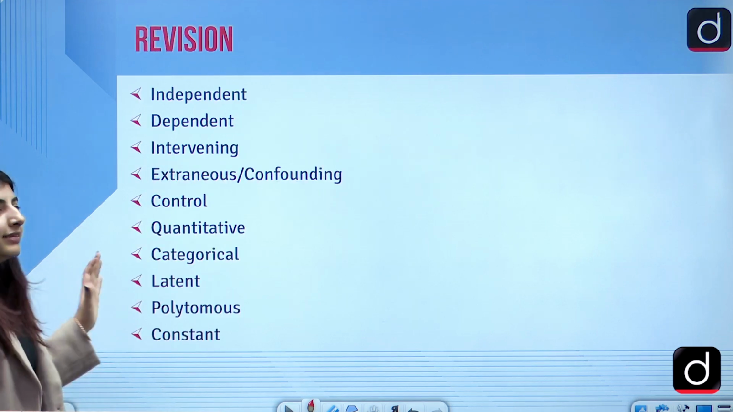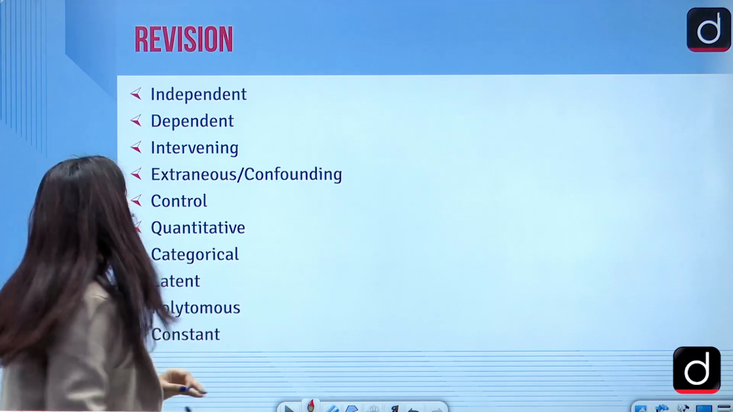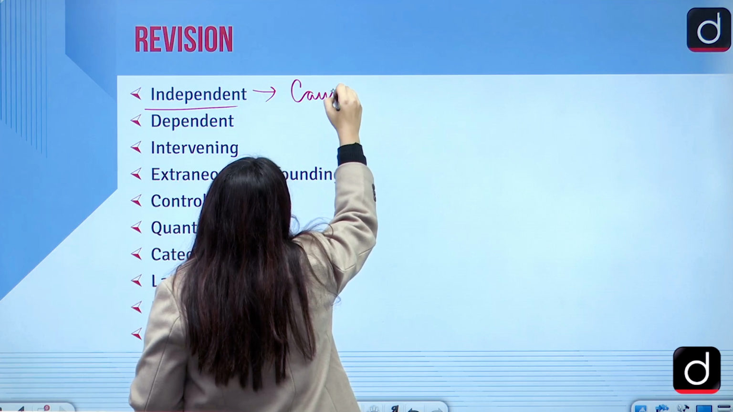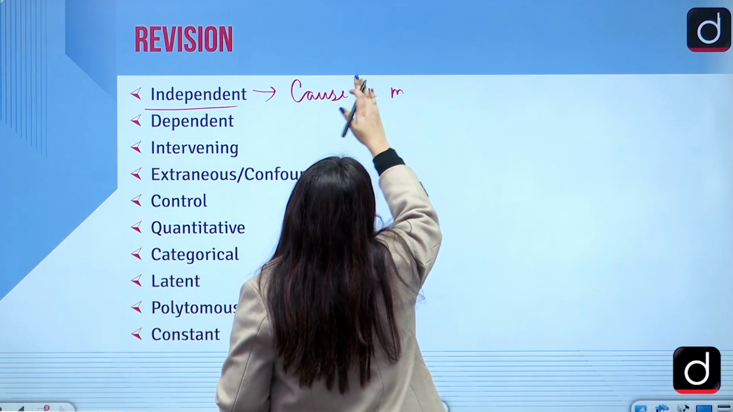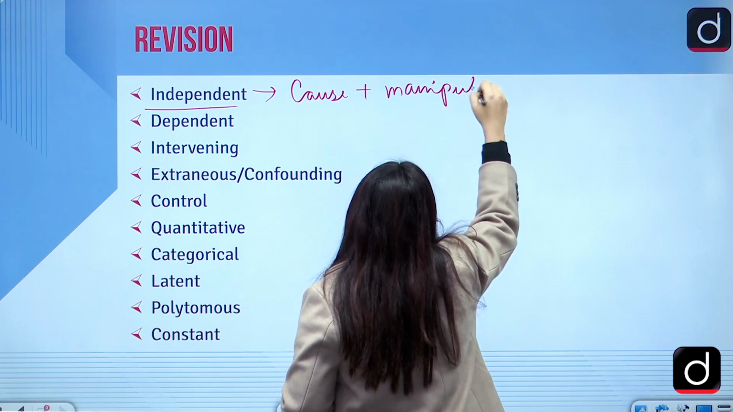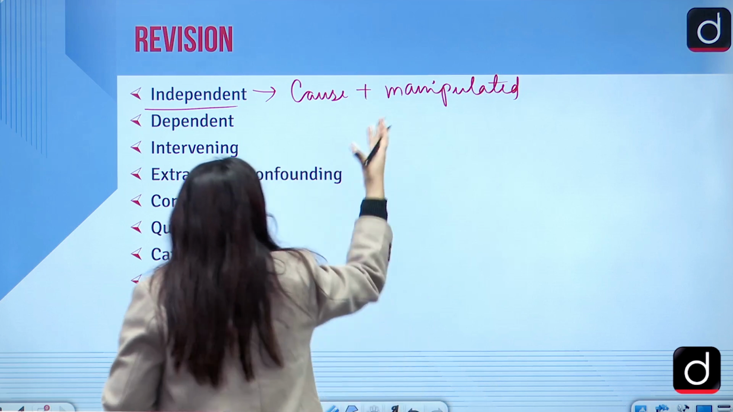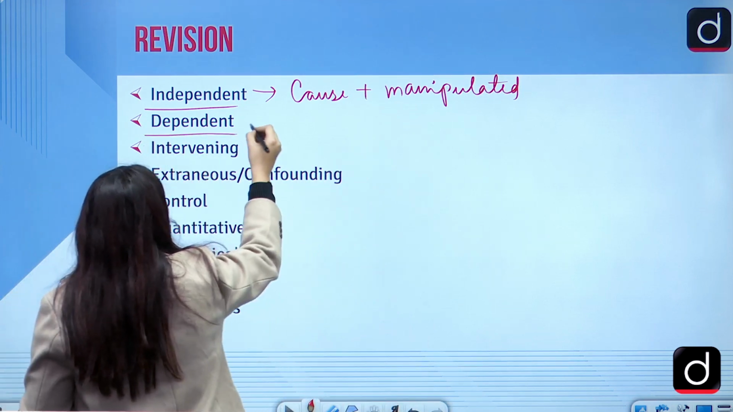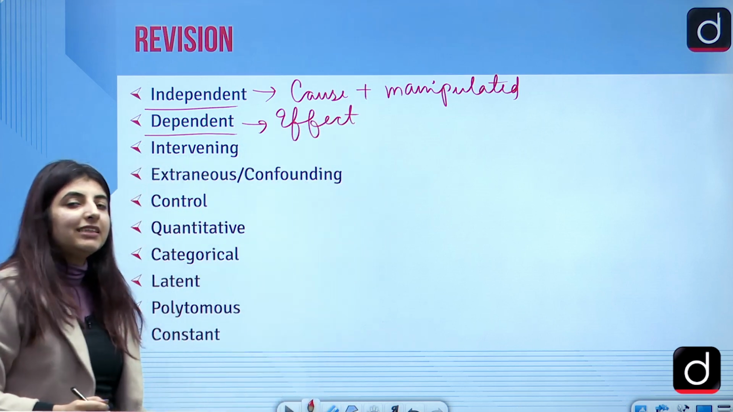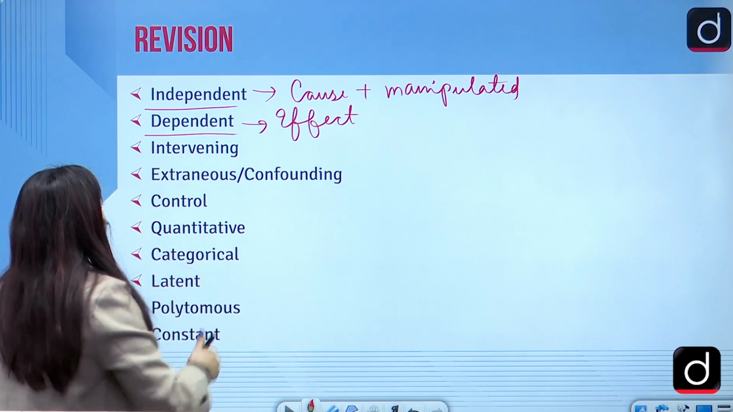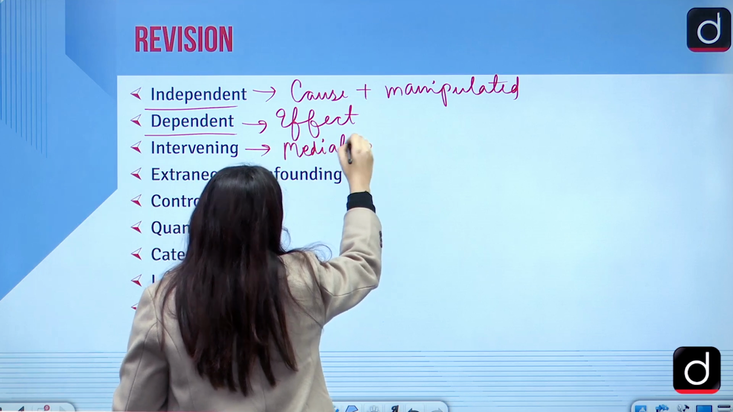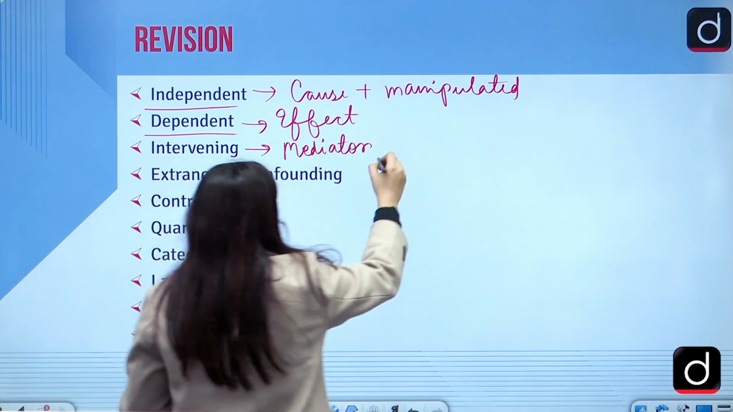Then we have these very things. Just for the revision part, the independent variable, we have talked about, is the cause and it will always be manipulated. Correct? Means it will always be changed. Dependent variable is the effect of something, the effect of the changes made in the independent variable. Intervening, the mediator variables, which are hypothetical in nature.